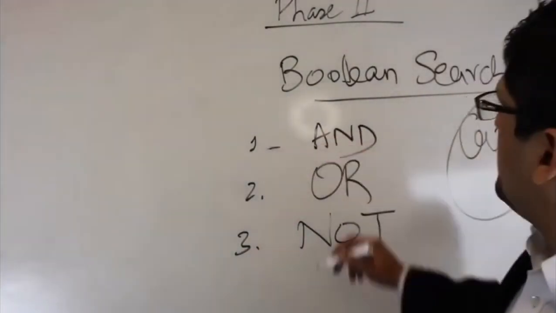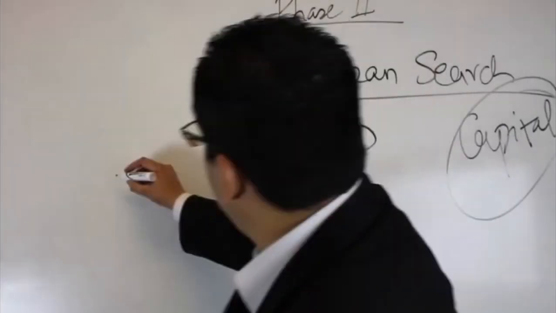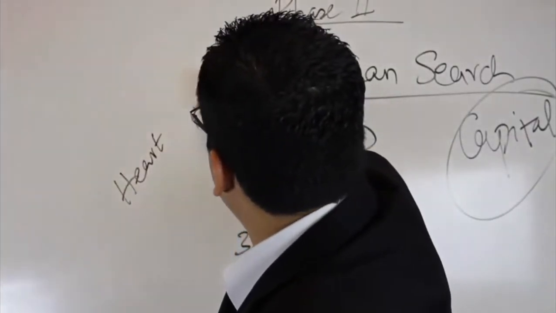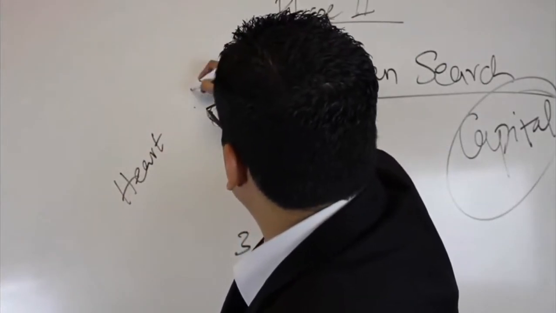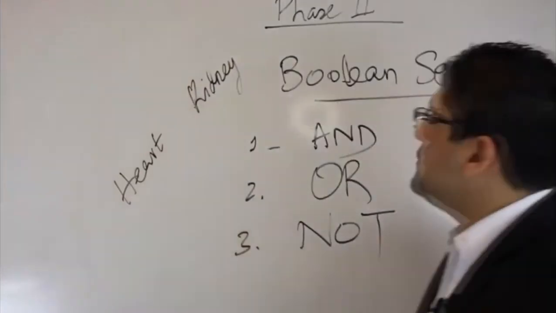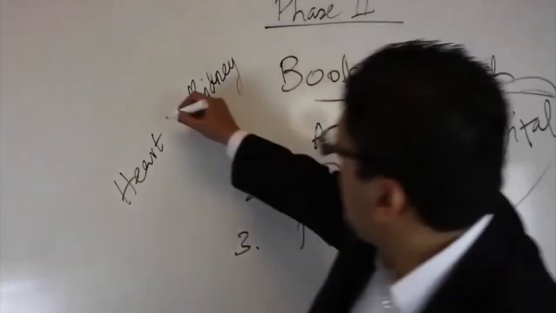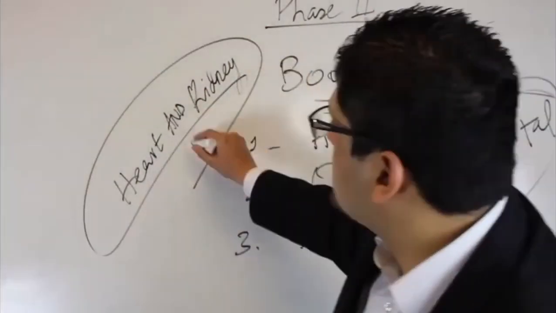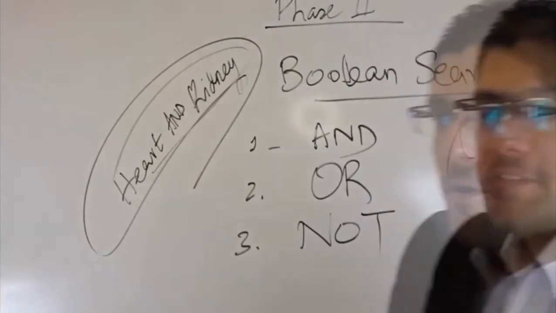If you enter, let's say, heart, and let's say, kidney. So if you are searching for heart and kidney, you put this AND, so it will show you those papers which must talk about both in the same paper, same abstract and title.